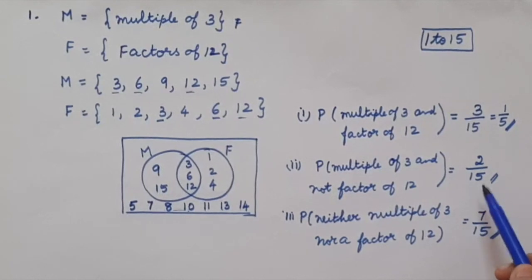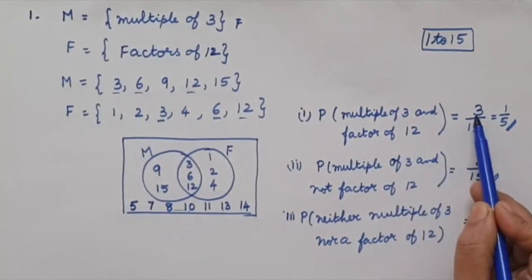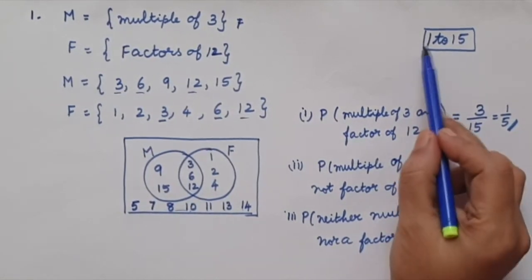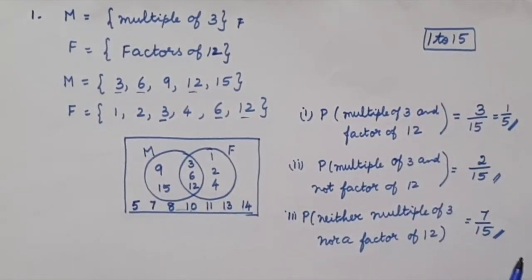So always probability is favorable outcomes divided by the total outcomes. Everywhere we are finding the favorable, what is required, and then we are writing out the total. Here it is 1 to 15 numbers, so that's why we are writing 15 in the denominator.